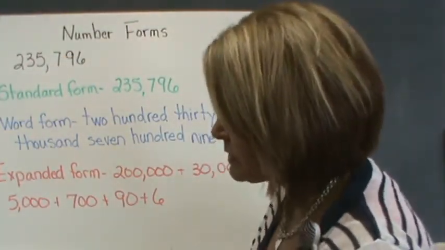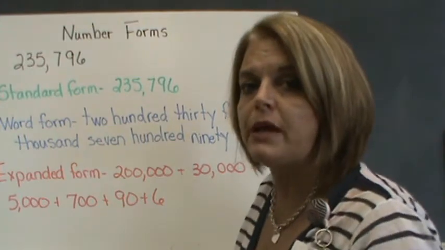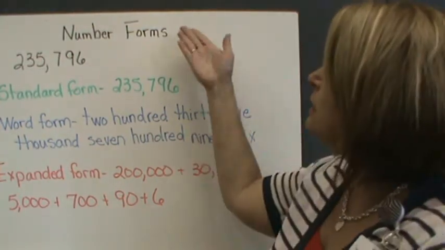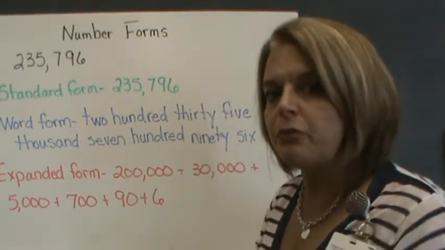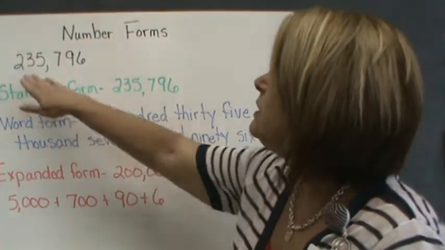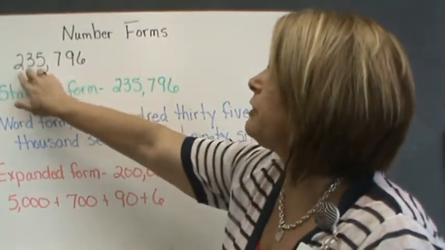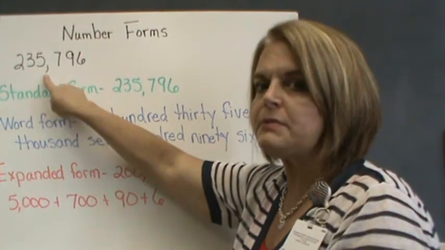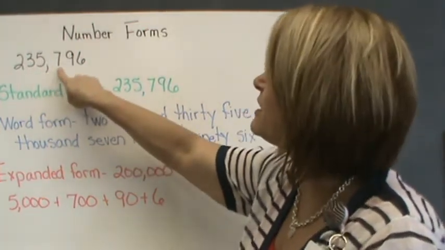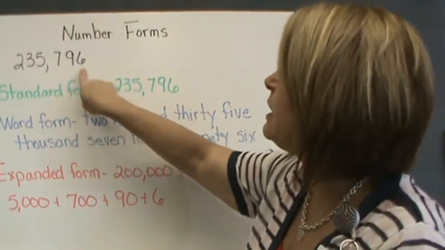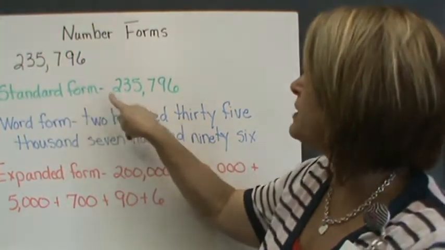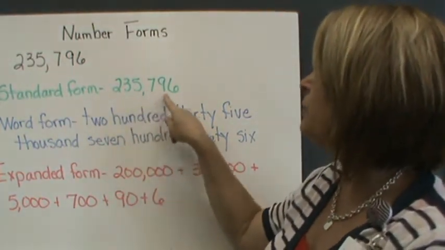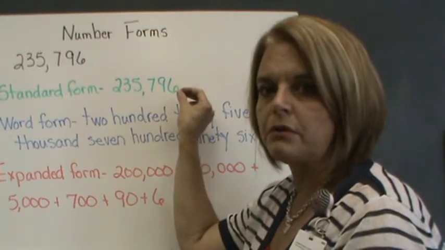As we work with numbers, I'm going to have you writing them in different ways, and you need to know the different number forms, the different ways you're going to be asked to write numbers. So back to our same number, 235, comma makes me say thousand, 796. Well, this is written in standard form. It's just the digits in order to form the number.